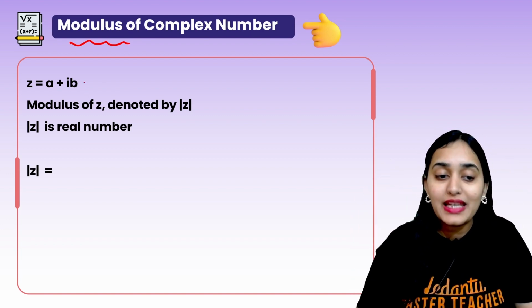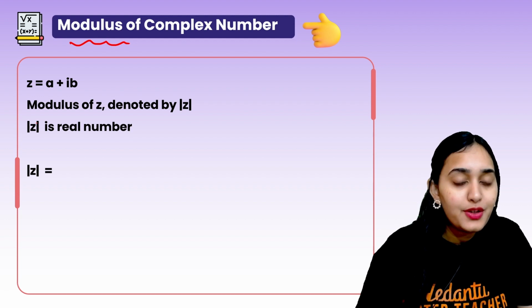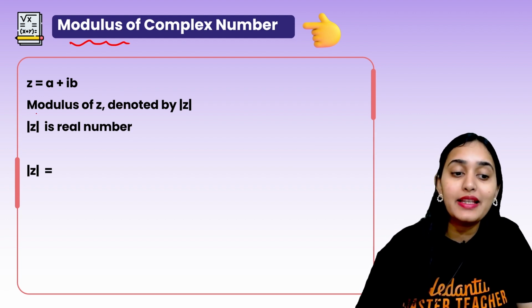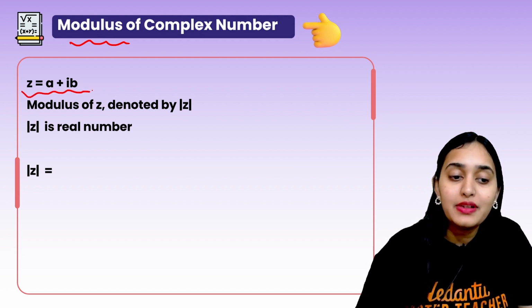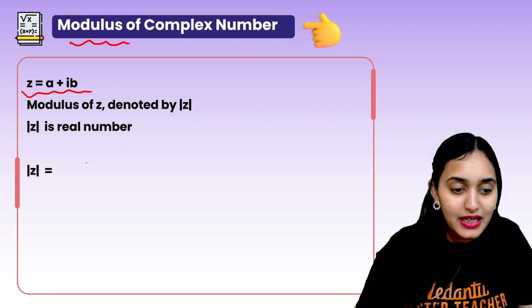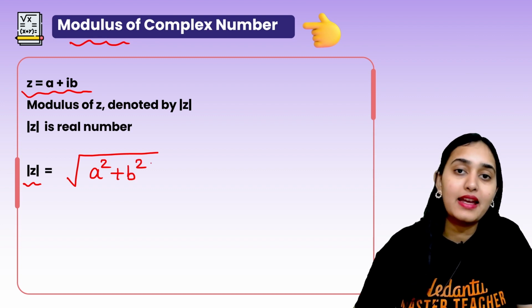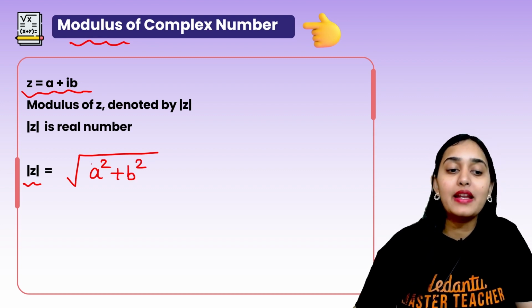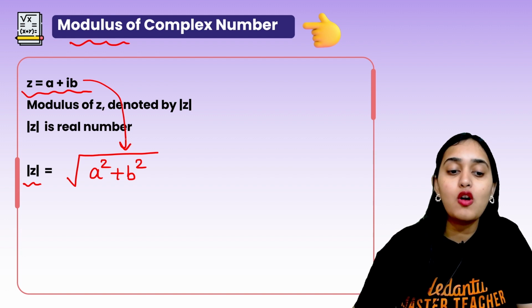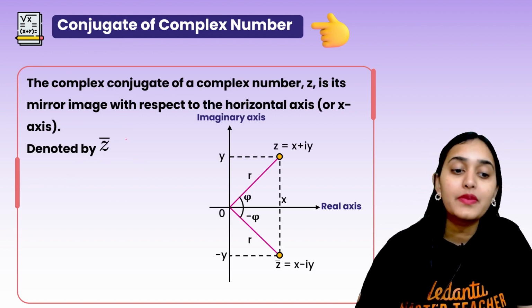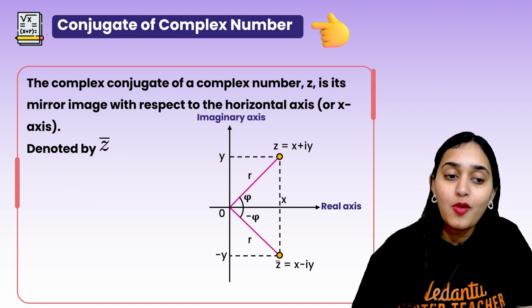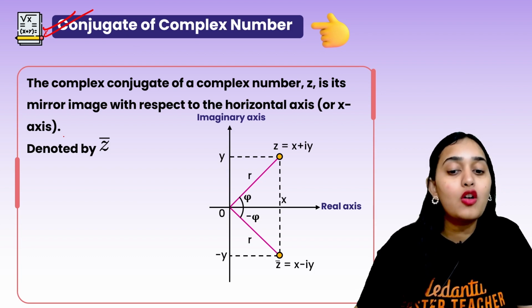Mod value means the magnitude of it. How do we calculate that? If you have a complex number z written as a plus ib, the mod value will be root over a square plus b square. Root over a square plus b square for a complex number. Okay. Now, very important, conjugate of a complex number.